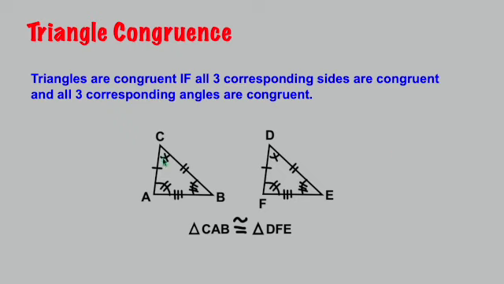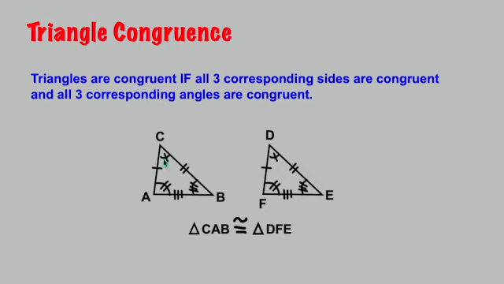You can see here on angle C, it has one mark on it, and same thing over here on angle D. That means angle C and angle D are congruent. Angle A and angle F have two marks on them, and angle B and angle E have three marks. So angles B and E are corresponding angles, and they are congruent to each other.